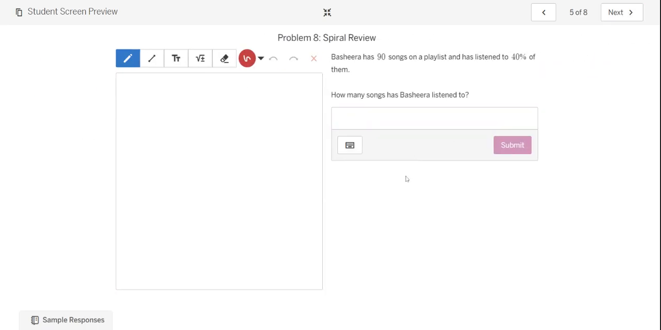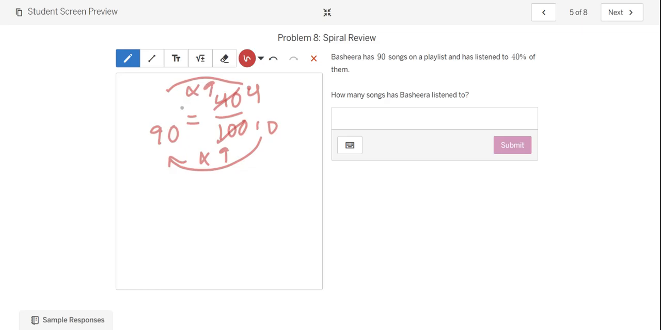And so 90 songs is 40%. If 90 songs is 40%, so 90 equals 40 over 100. If I just divide by 10, that's 4. Divide by 10, I get 10 times 9 is 90. 4 times 9 is 36. Bashir has listened to 36 songs.